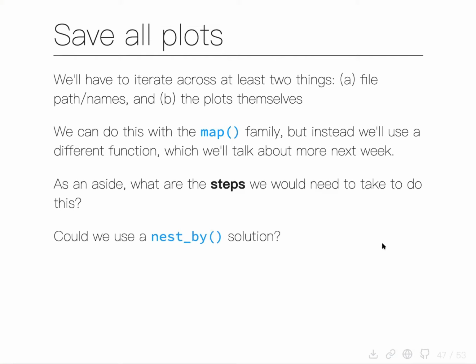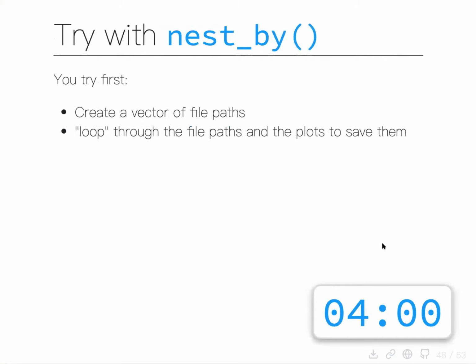We'll just forget about that. There is also a nest by solution that we could use, and that's what I'm going to walk through right now. I'm not going to have you do this, we'll just do it, okay? If we were going to save these plots using a nest by solution, one thing we could do is first create a vector of all of the file paths.